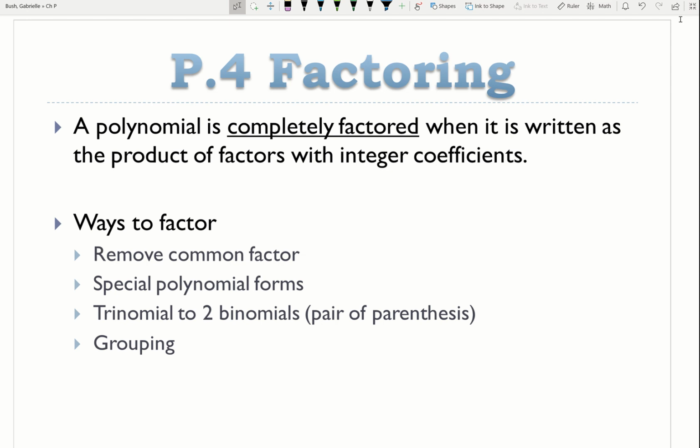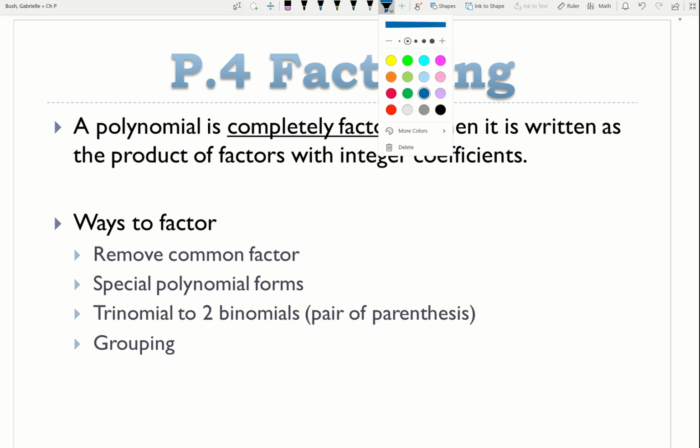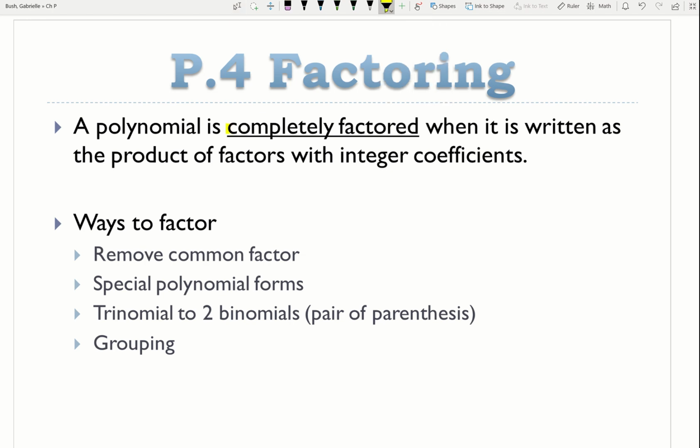Instead of expanding things out, we're going to be factoring polynomials, and I want to go ahead and review some of that. So to just be clear, whenever we say a polynomial is completely factored, this is what we mean, right? So a polynomial is completely factored when it is written as a product of factors with integer coefficients, okay? And I'll show you the process for doing that as we go through.